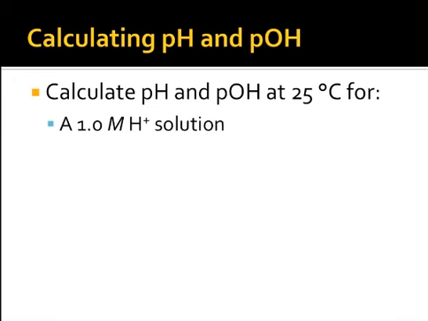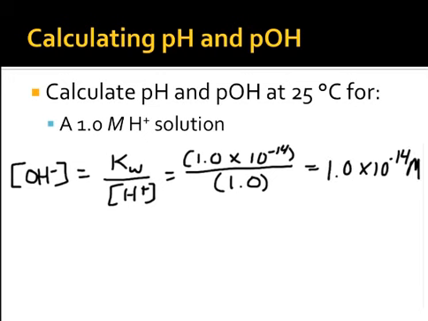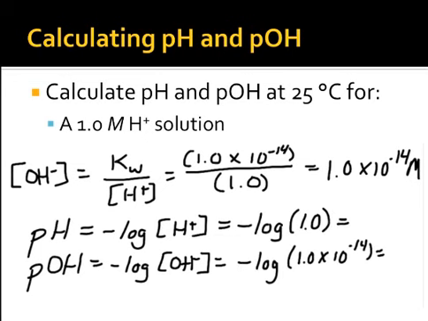What about the pH and pOH for a 1.0 molar hydrogen ion solution? We can find the hydroxide ion concentration using the ion product constant and the given hydrogen ion concentration. The negative log of each concentration gives us a pH of 0.00. The negative log of the hydroxide ion concentration is equal to 14.00. It is possible to have pH values below 0 and above 14, but most solutions stick within the range of 0 to 14.